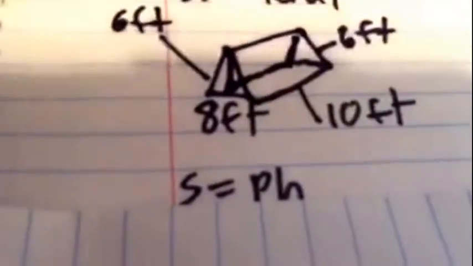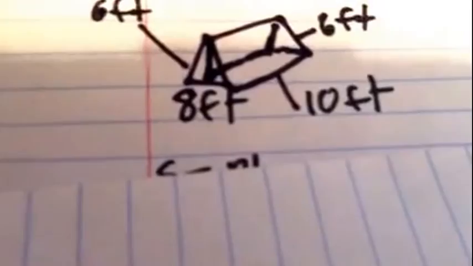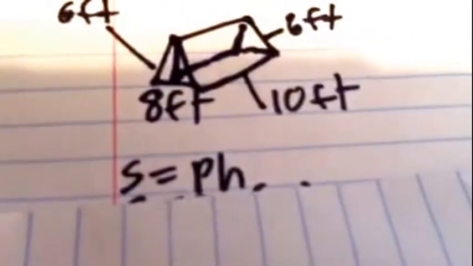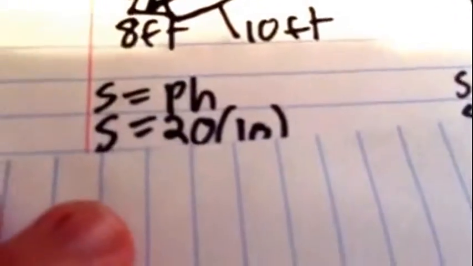Excuse that. So, yeah, you want to find the perimeter of the base and times the height. And the perimeter is 20 because 6 plus 6 plus 8. 6 plus 6 equals 12, plus 8 equals 20. And the height is 10. And y'all can do this in your heads, hopefully. 20 times 10 equals 200 feet squared.